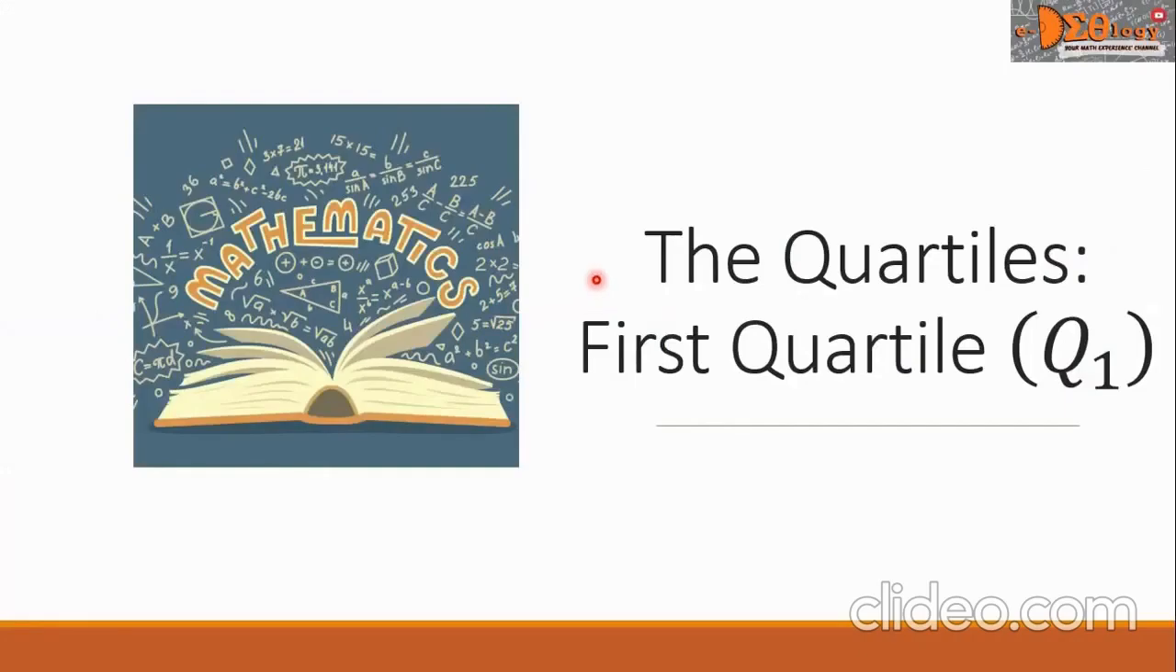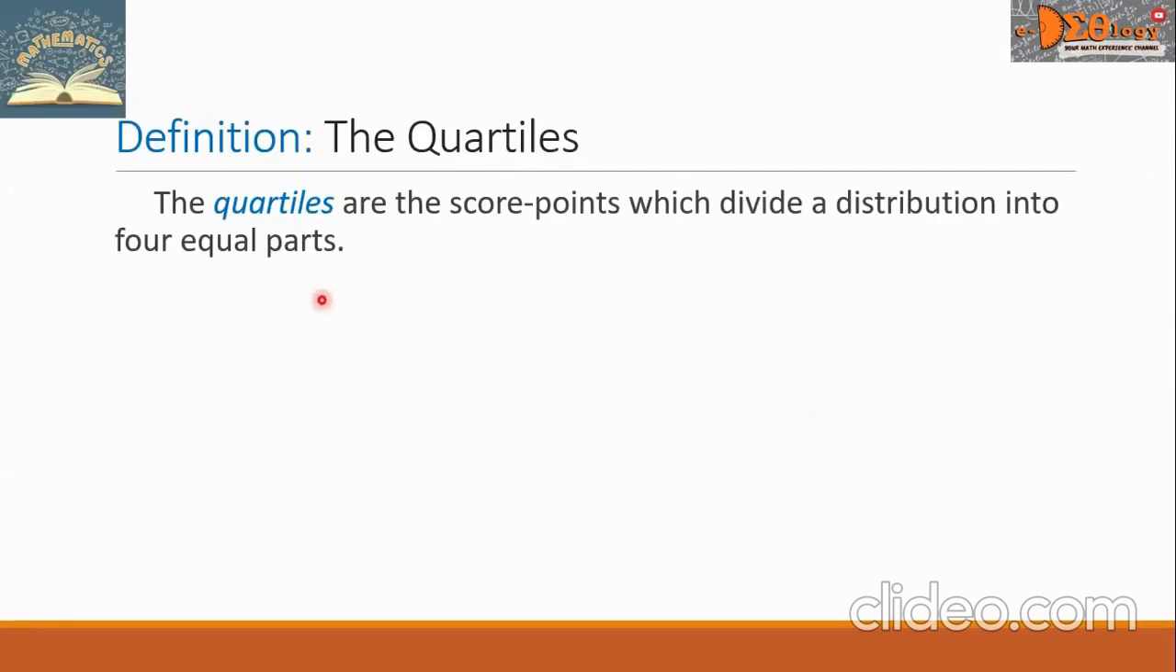Hi everyone. Today we're going to study the quartiles. In the end, we're going to have an example how to compute the first quartile. Let us first define the quartiles. The quartiles are the score points which divide a distribution into 4 equal parts.